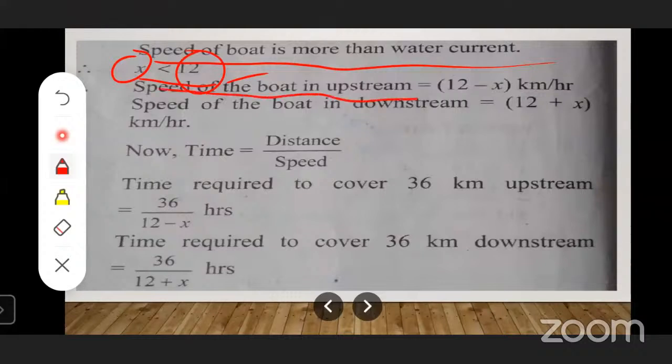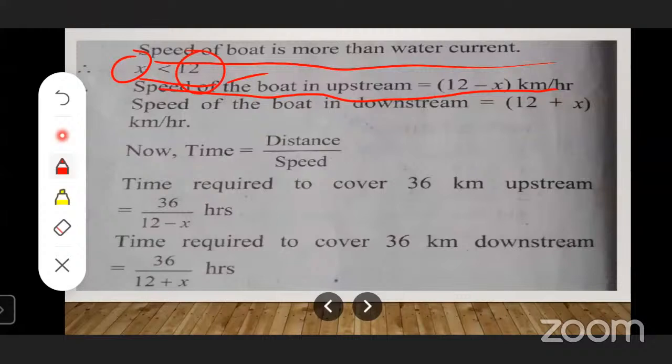The speed of the boat in upstream. Upstream, obviously the speed of the boat will decrease. So you will write 12 minus x. What is 12? 12 is the speed of the boat. And what is x? Speed of the water current. While going up, the speed of the boat will decrease, and that's why you are subtracting x from 12.